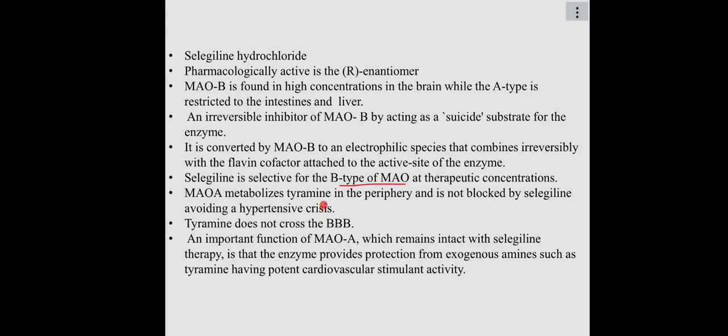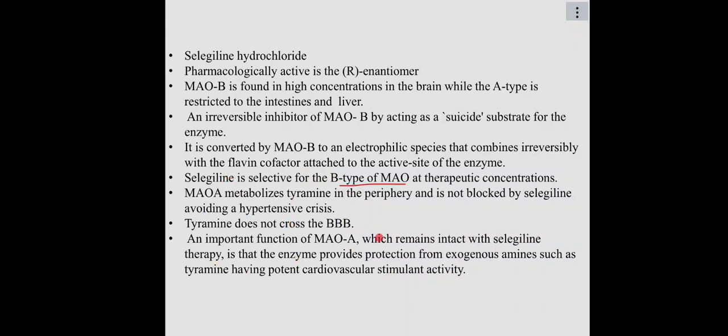If you block the monoamine oxidase A, it means these compounds and others which can increase the blood pressure will not be metabolized in the periphery, and therefore they will precipitate what we are calling the hypertensive crisis. That's why it is very important that you give drugs that are monoamine oxidase B selective, and they leave monoamine oxidase A to metabolize whatever needs to be metabolized. Tyramine does not cross the BBB.